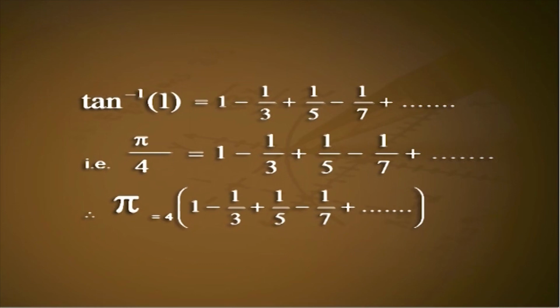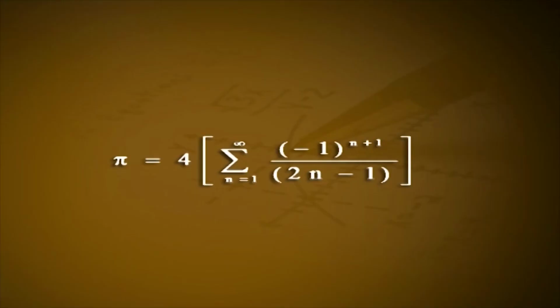Therefore, pi is equal to 4 times 1 minus 1 by 3 plus 1 by 5 minus 1 by 7 plus dash dash. In general, the value of pi is given by pi is equal to 4 times sigma n is equal to 1 to infinity minus 1 all to the power of n plus 1 by 2n minus 1. Now, let us summarize the session.